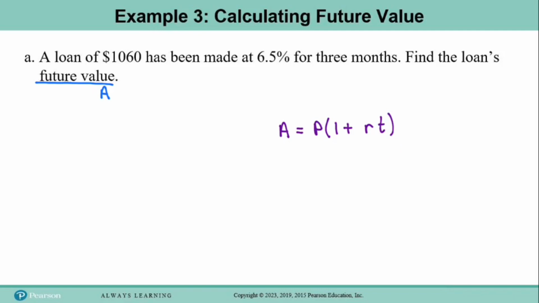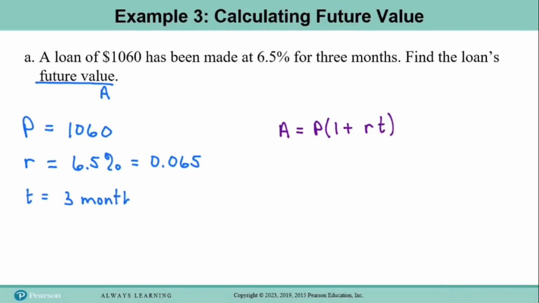Okay, now what was the principal? The principal is the original amount of the loan. So the principal is $1,060, and the rate is 6.5%. If we convert that to decimal form, that's 0.065. And then the time is 3 months. Now it's important to remember that it's months. So let's write down time is 3 months.